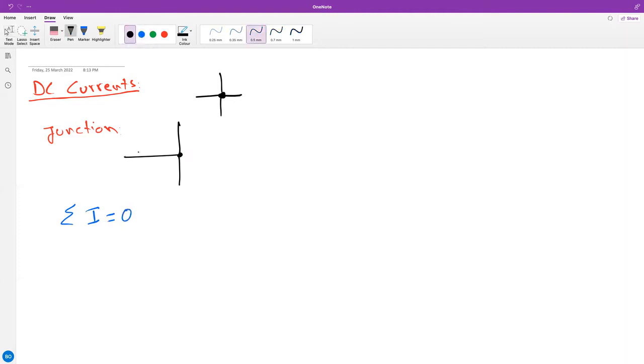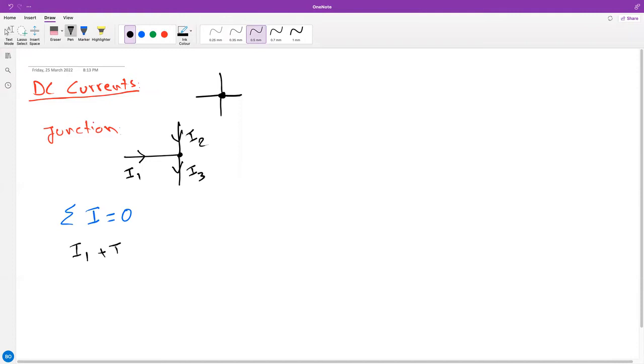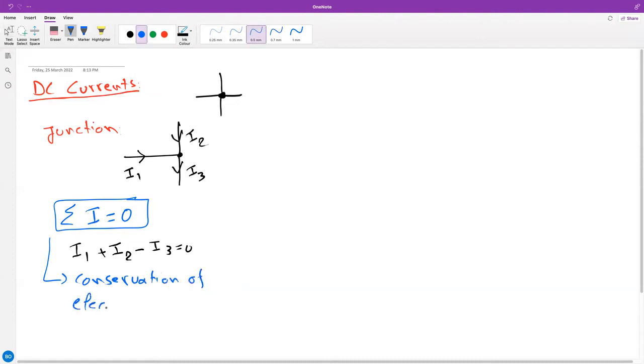For example, in this case, if I have I1, let's say I2, and then I3, then I can see that I1 plus I2 minus I3 is equal to 0. So the junction law comes directly from the conservation of electric charge, because the charge is not lost. Then there is another definition, the loop.